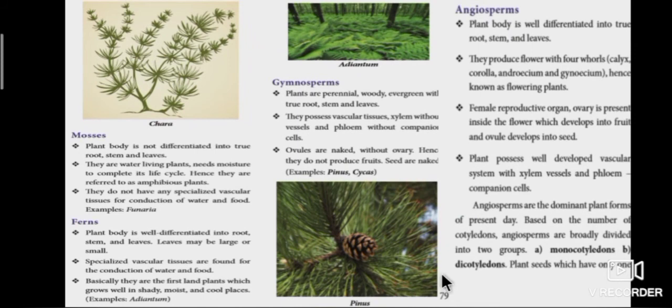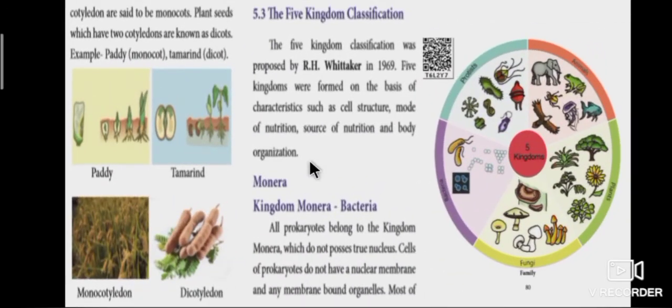Page number 79 explains about mosses, ferns, gymnosperms and angiosperms. Angiosperms, based on the number of cotyledons, are broadly divided into two groups, monocotyledon and dicotyledon. Page number 80 explains about monocot, dicot and five kingdom classification. Plant seeds which have one cotyledon are said to be monocot. Example, paddy. Plant seeds which have two cotyledons are known as dicot. Example, tamarind. Five kingdom classification was proposed by R.H. Whittaker in the year 1969.